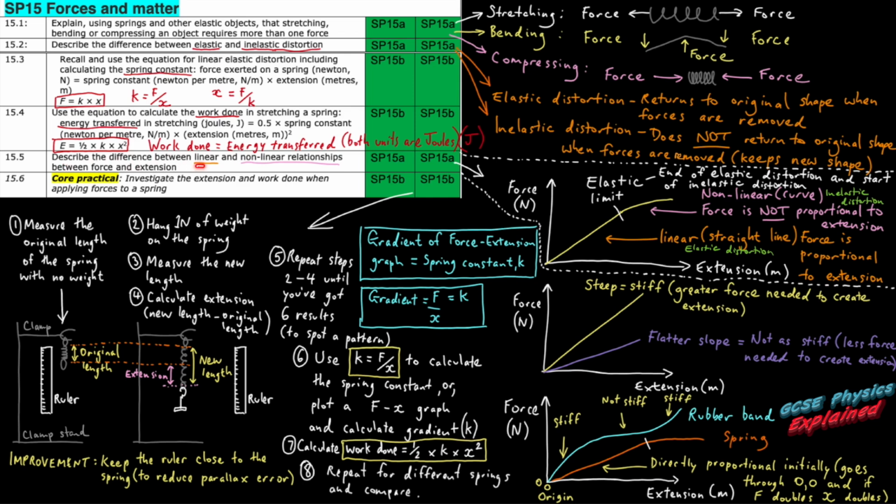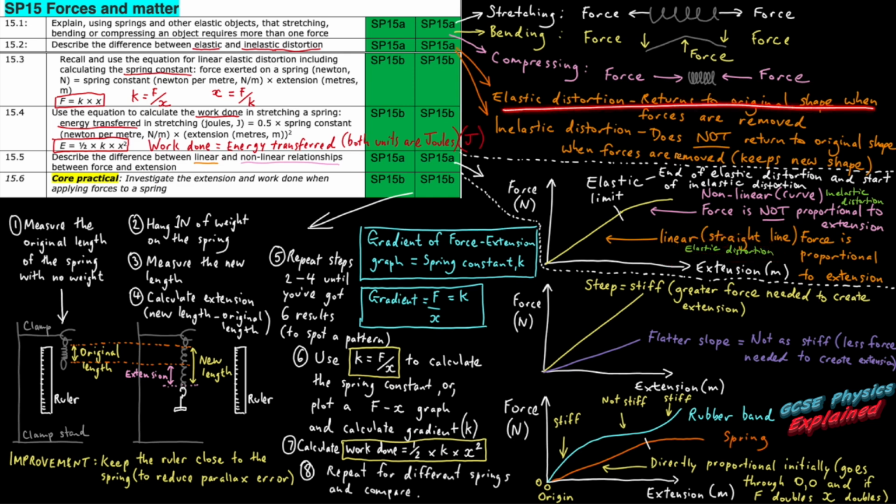Describe the difference between linear and non-linear relationships between force and extension. So as I say to my students, linear basically means the straight part of the line, and non-linear is a curve. So when you're putting a force onto a spring, it'll extend. Now at first it will extend proportionally. So the force is proportional to the extension, and you can tell because it's linear, in other words a straight line. Now that's what we call the elastic distortion.